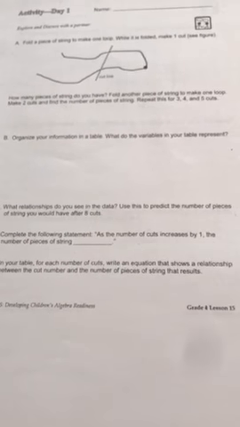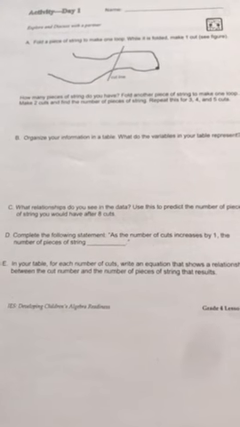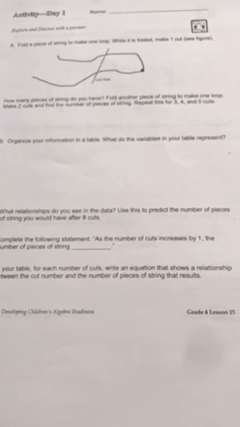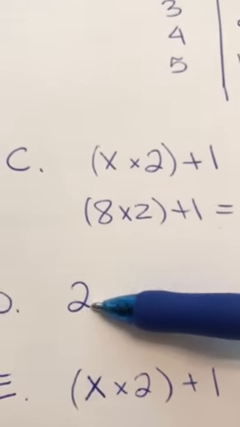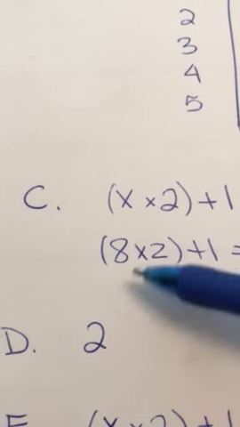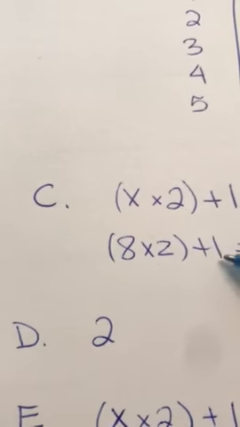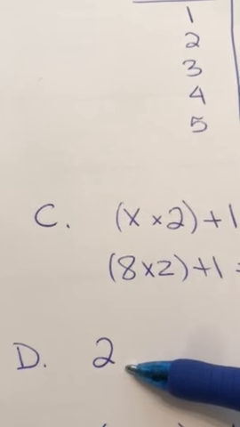All right. D says, complete the following statement. As the number of cuts increases by 1, the number of pieces of string, we should say, is going to increase by 2 because we're timesing it by 2. It's like you're doubling it. Okay, you're timesing it by 2, and then you're adding that 1. So D would be 2.